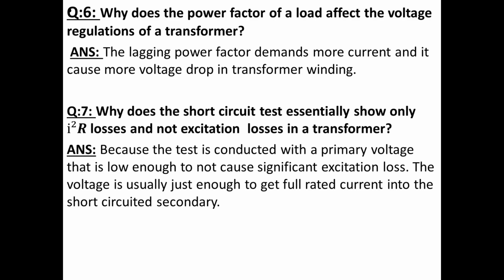Number 7. Why does the short circuit test essentially show only I squared R losses and not excitation losses in a transformer? Because the test is conducted with a primary voltage that is low enough to not cause significant excitation losses. The voltage is usually just enough to get rated current into the short-circuited secondary.